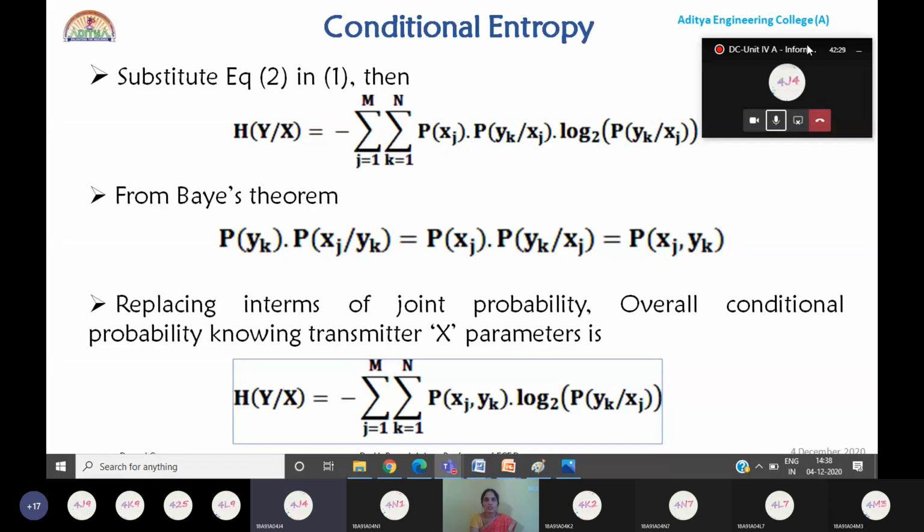Here by using the Bayes theorem, we know that p of yk into p of xj by yk is equal to p of xj into p of yk by xj is equal to p of xj comma yk. By replacing those terms, we'll get h of y by x equal to minus of summation j equal to 1 to m and summation k equal to 1 to n p of xj comma yk log base 2 of p of yk by xj. So to calculate the conditional entropy, how many probability matrices do you need?